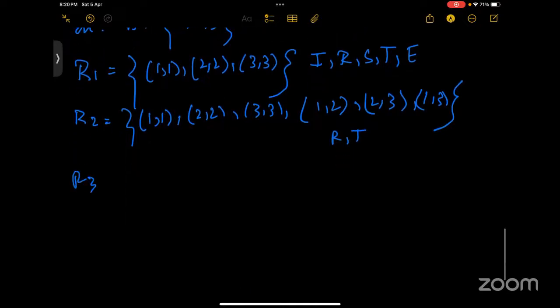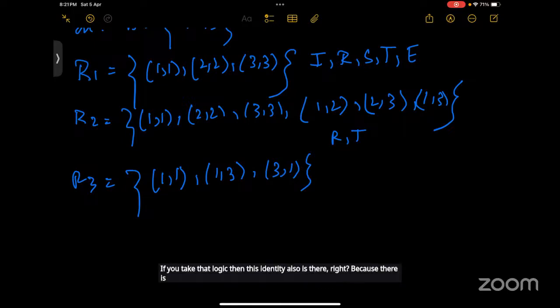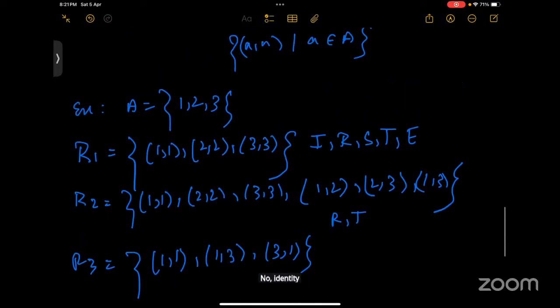Okay. So R3, if I take some 1, 1. If you take that logic, then this identity also is there, right? Because there is no 1, 1, 2, 2, 3, 3. So since it is not there, I can apply the same logic saying that it is identity relation. No, identity relation is exactly this set. Identity relation is unique.